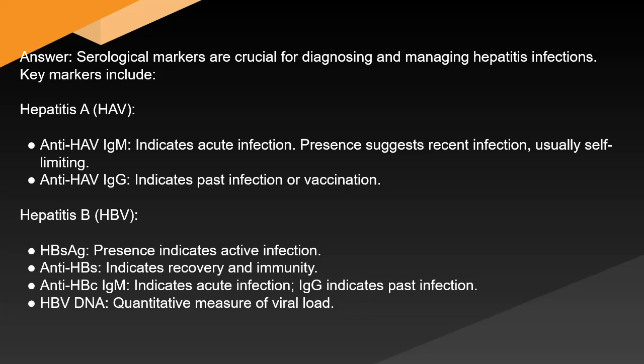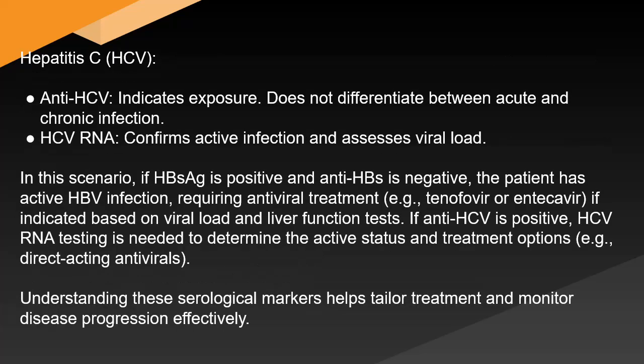Hepatitis B, HBV: HBsAg presence indicates active infection. Anti-HBs indicates recovery and immunity. Anti-HBc IgM indicates acute infection. IgG indicates past infection. HBV DNA, quantitative measure of viral load. Hepatitis C, HCV: anti-HCV indicates exposure, does not differentiate between acute and chronic infection. HCV RNA confirms active infection and assesses viral load.